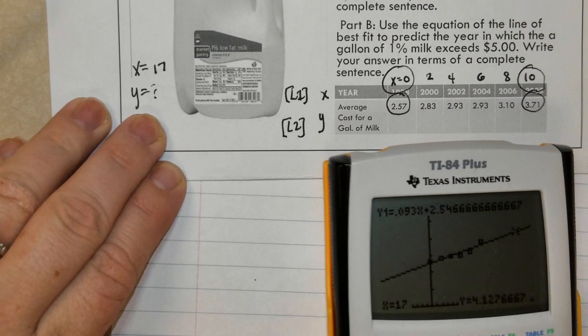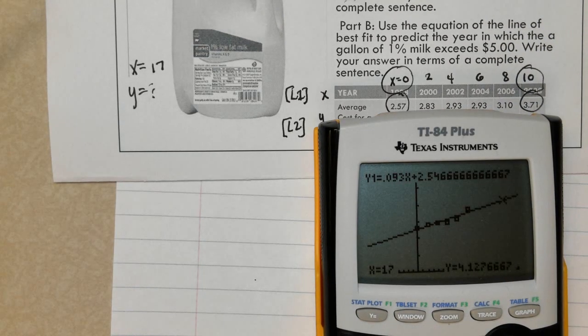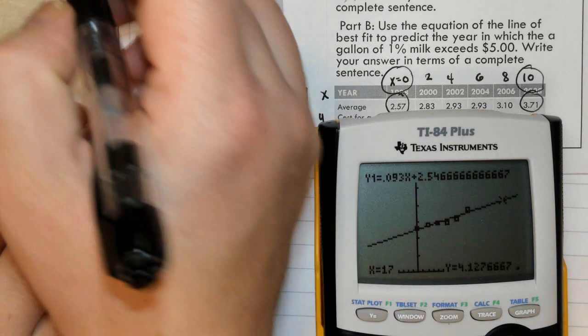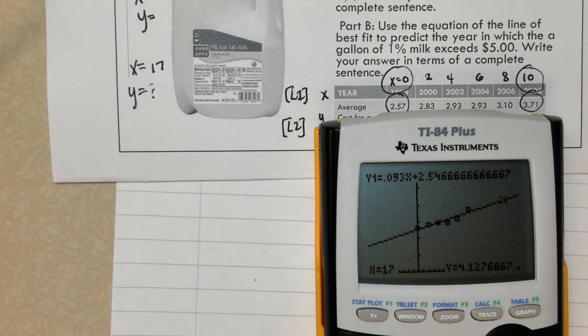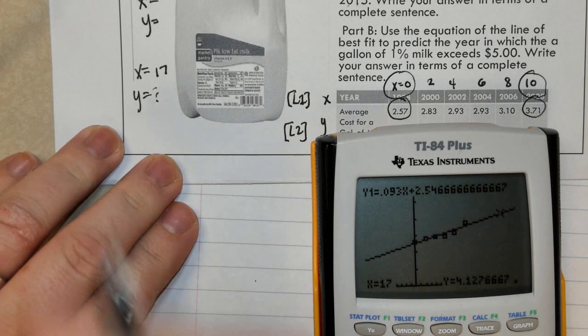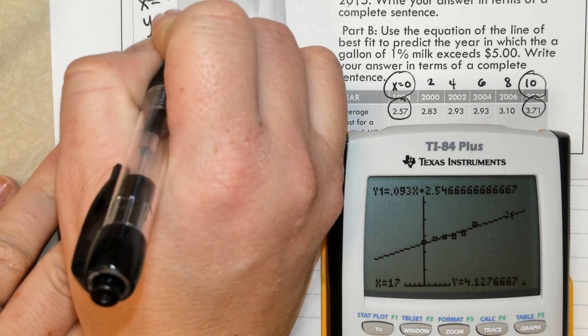Part B. Use the equation of the line of best fit to predict the year. So now we want to know the year. We don't know the X, and we know the cost. So let's go back here. In what year will the gallon of 1% milk exceed $5? So when does it hit $5? When is the cost $5?